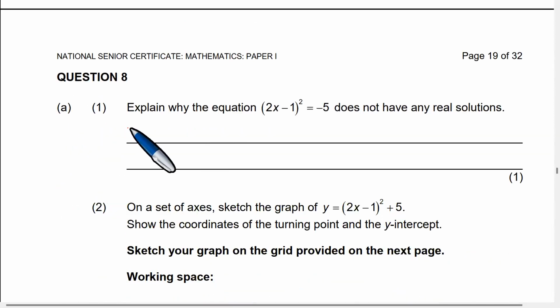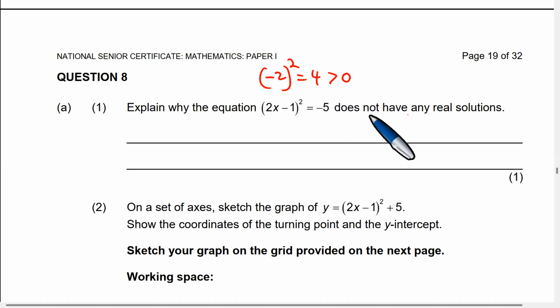Right, this one, A1. Explain why the equation does not have any real solutions. This is a very interesting one because it does not have a square root, but there is a real thing that they're asking. It violates some mathematical principles. In mathematics, it's already a square. If you take anything, even a negative number, and you square it, it becomes positive. So if you square this and it has been made negative, that is impossible.